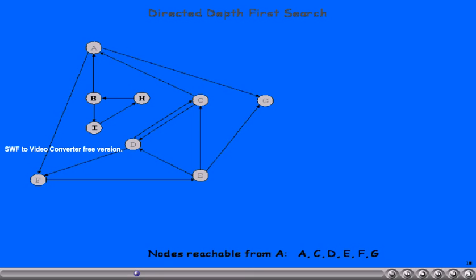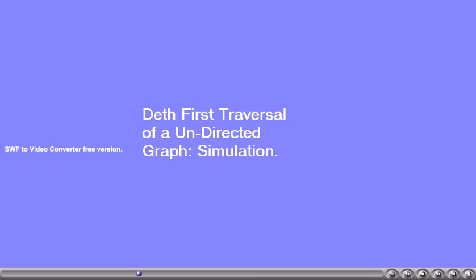Nodes reachable from A are A, C, D, E, F, G. So like this, depth first traversal algorithm works. However, in this example, we have demonstrated how to find out the nodes which are reachable from A using this depth first traversal logic. In the following slides, we will demonstrate the same thing on undirected graphs.